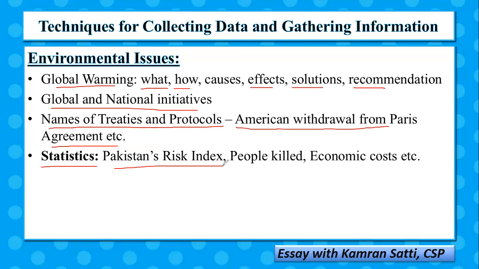I don't recall the latest index, but you should Google it and you should be able to write about it, quote it. How many people have been killed in different environment-related disasters like heat waves in Karachi, floods, uneven rains, and the economic costs of these disasters.